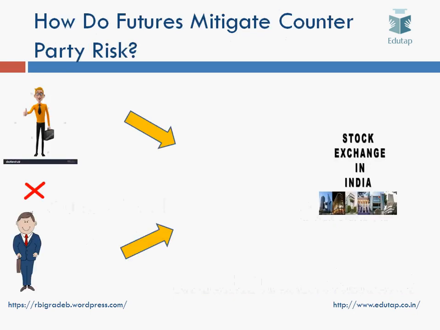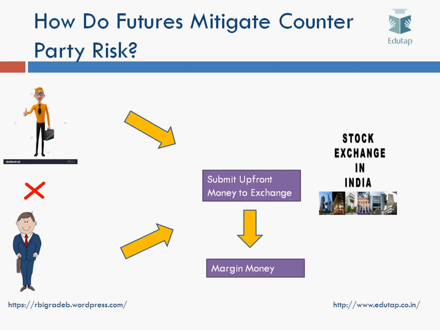Now how do futures mitigate the counterparty risk which we encountered in forwards? When Ram enters into a contract with the stock exchange to sell shares in future, he will submit some upfront money to the exchange. You can call that margin money or safety money, which the stock exchange will keep with itself in case Ram or Sham does not fulfill their obligation.